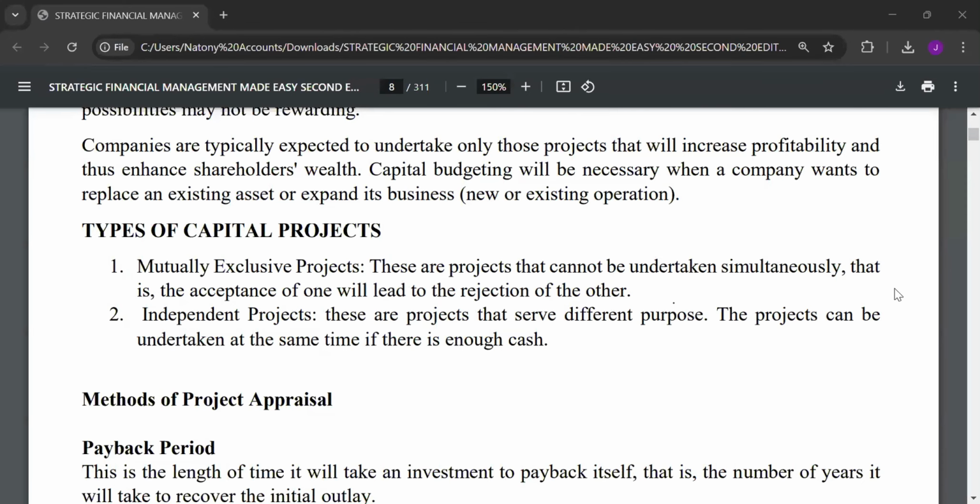There are two types of projects. We have the mutually exclusive projects and the independent projects. Mutually exclusive projects are projects that cannot be undertaken simultaneously. That means if project A is to be undertaken, project B will be rejected. While the independent projects, these projects serve different purposes, and as a result, they can be undertaken independently.